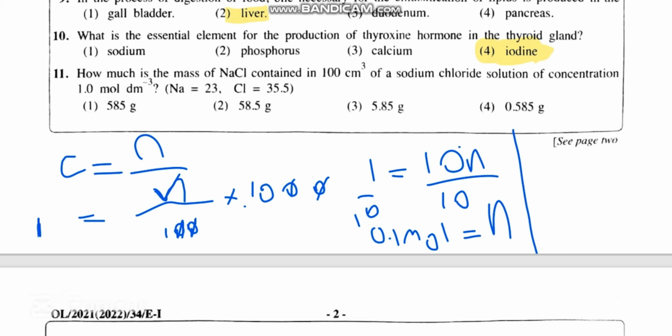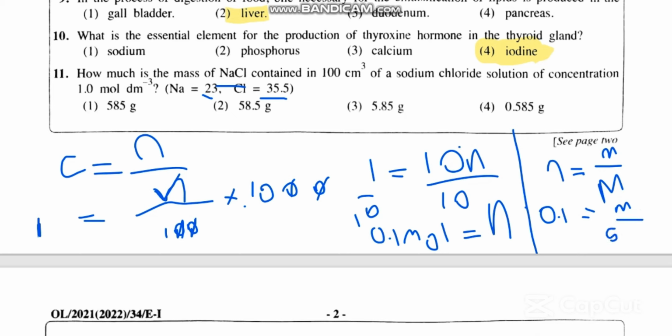You know the equation n equals m over M, where capital M is the molar mass. Now small n, you know that is 0.1. Now the molar mass of sodium chloride, you have to add 23 and 35.5. It would be 58.5. Yes. So given mass is m.